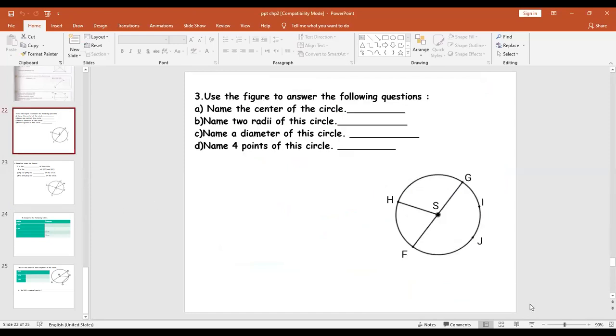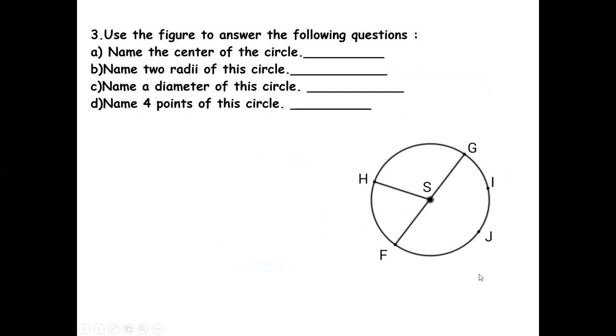Let's correct our homework, exercise 3 on the extra sheet. Use the figure to answer the following questions. The first question is, name the center of this circle. We know that the center of a circle is the point in the middle of this circle. So which point is the center? S is the center. So I will write S.